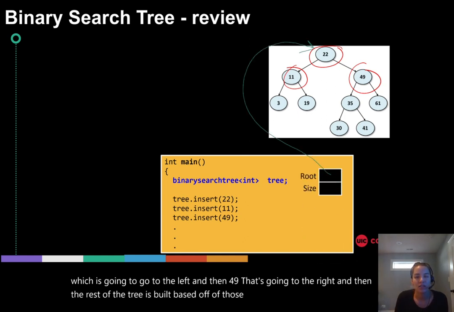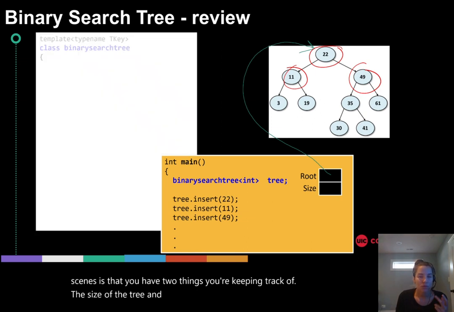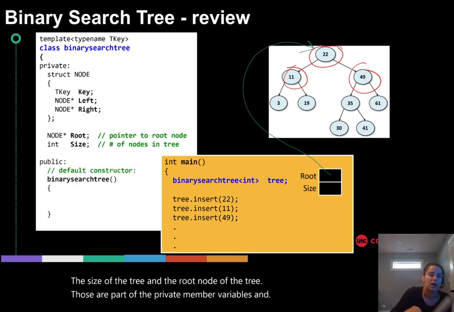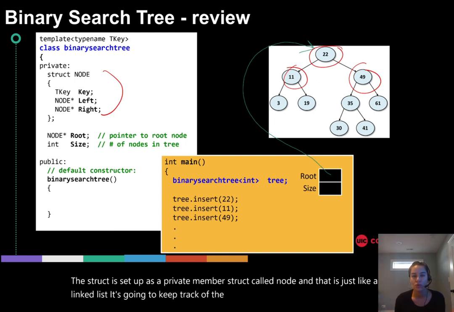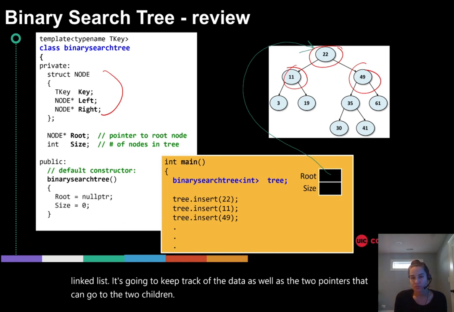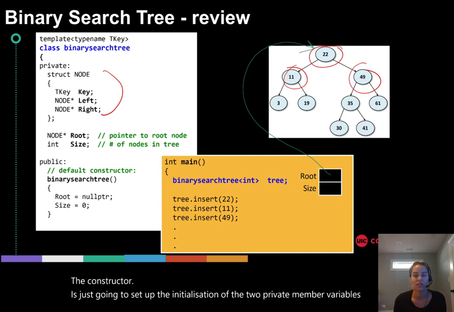What's going on behind the scenes is that you have two things you're keeping track of: the size of the tree and the root node of the tree. Those are part of the private member variables, and the struct is set up as a private member struct called node, and that is just like a linked list. It's going to keep track of the data as well as the two pointers that can go to the two children. The constructor is just going to set up the initialization of the two private member variables, so setting the root to null and the size to 0.